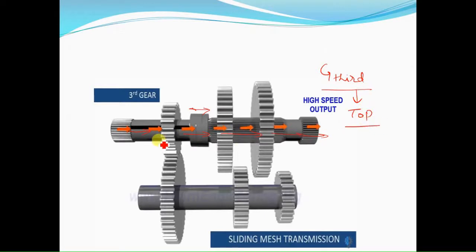So there are three gear ratios: first gear ratio, second gear ratio, and third gear ratio. And the third gear ratio is the top ratio. That means whatever speed the engine is moving at, the wheels rotate at the same speed. Let us suppose the engine is moving at 1000 RPM, then the wheels will also rotate at 1000 RPM, because there is a direct transfer of power from shaft to shaft.